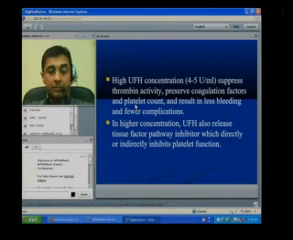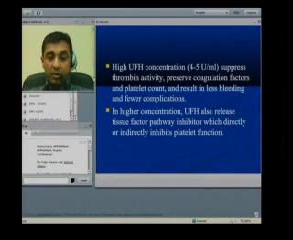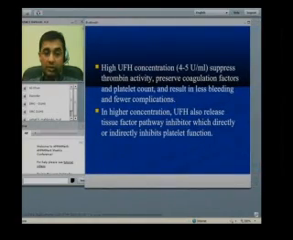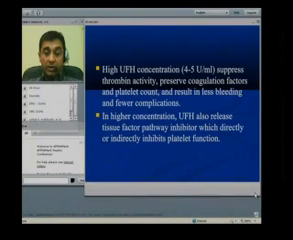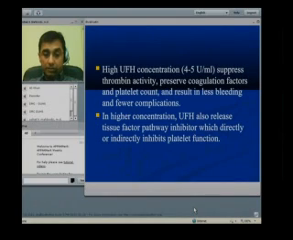A few more things about unfractionated heparin. In higher concentration, which is like 4 to 5 units per ml, it suppresses thrombin activity. And in higher concentrations, it not only does that, but also decreases any kind of coagulation process in the blood, and by doing that, it preserves the coagulation factors and platelets. All these preserved coagulation factors and platelets can play an important role in coagulation once the heparin is either metabolized or reversed with protamine. So in that way, heparin can be extremely helpful in higher concentrations when used on cardiopulmonary bypass. Also in higher concentration, it releases tissue factor pathway inhibitor, which directly or indirectly inhibits platelet function.